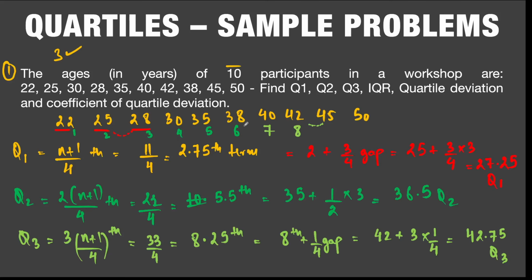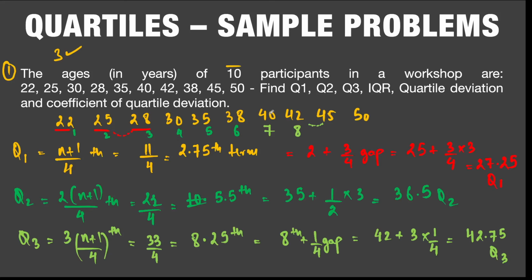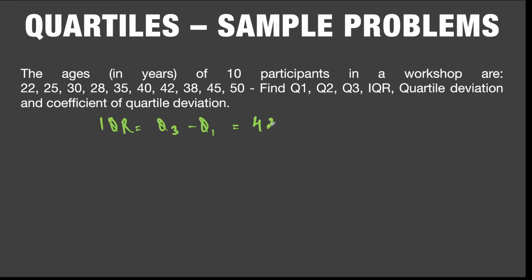Q3 minus Q1 is 42.75 minus 27.25. This answer comes out to be 15.50. This is Q3 minus Q1.